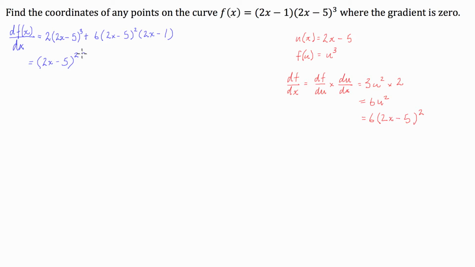Now we have to multiply that from the front one, 2 times one more lot of 2x minus 5 to make (2x minus 5) cubed, and we have to multiply it on the back. (2x minus 5) squared, so we only have to multiply it by the 6 and the 2x minus 1.